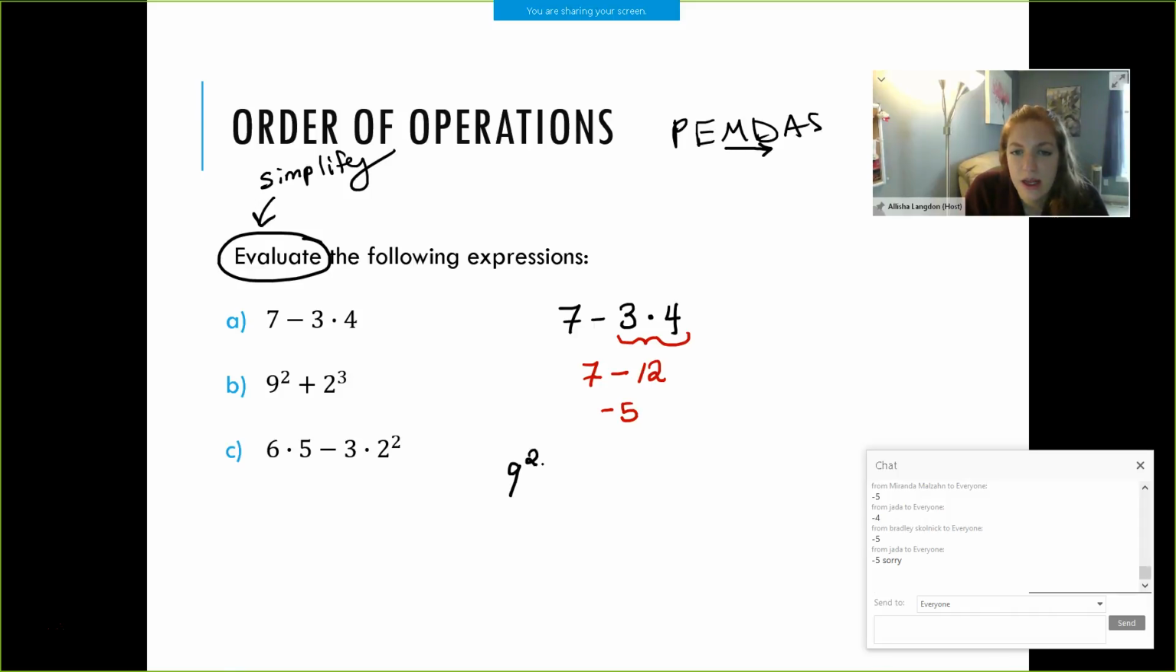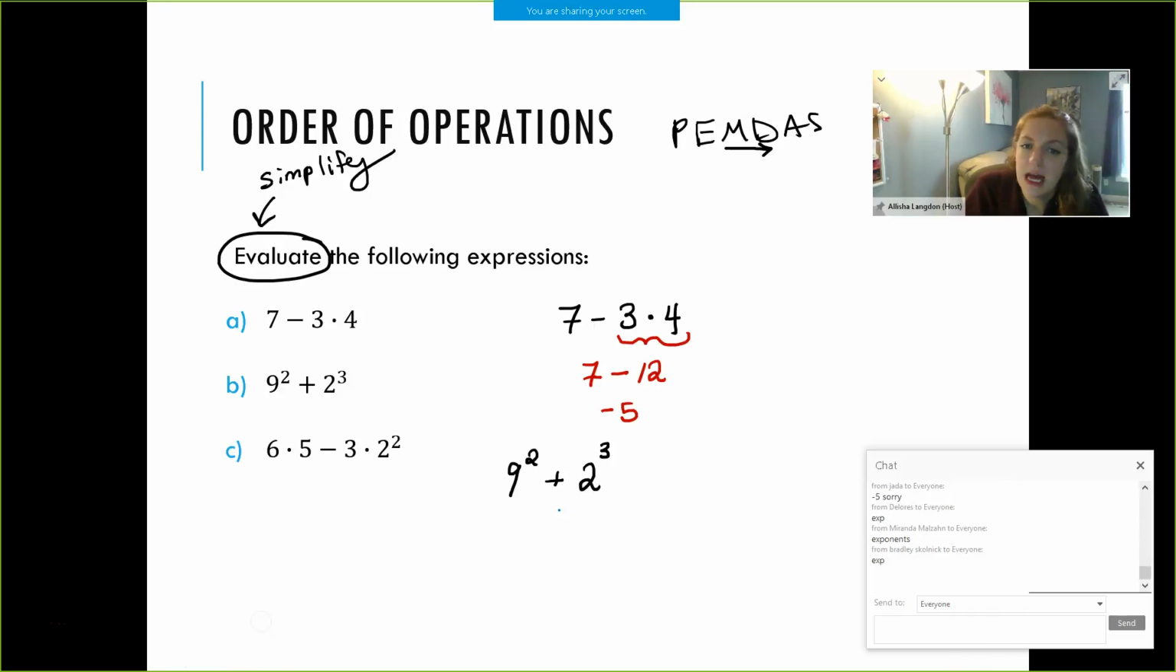Okay. So let's try B. 9 squared plus 2 cubed. Or you could read this 9 to the 2nd power plus 2 to the 3rd power. Both are correct. So what do you think we should do first? Should we do the exponents or should we do that addition? Yep, exactly, Dolores and Miranda. We should go ahead and do the exponents first.